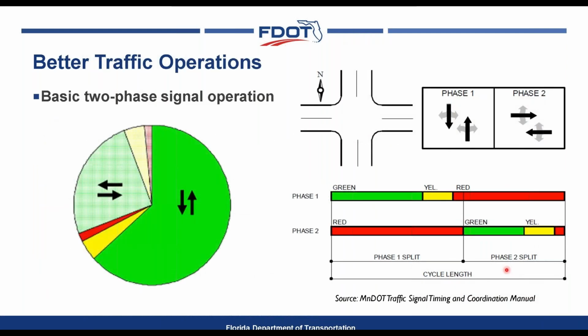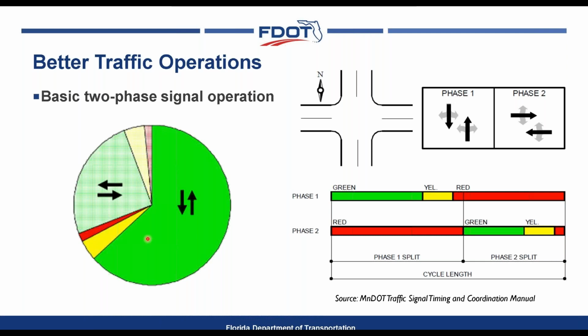So now let's talk a little about the signal phasing at a typical signalized intersection. The most basic phasing available is a two-phase signal operation. In this example, the north and south movement is the major street. During phase one of the signal, it receives a green. And then during phase two, the eastbound and westbound movements receive a green.